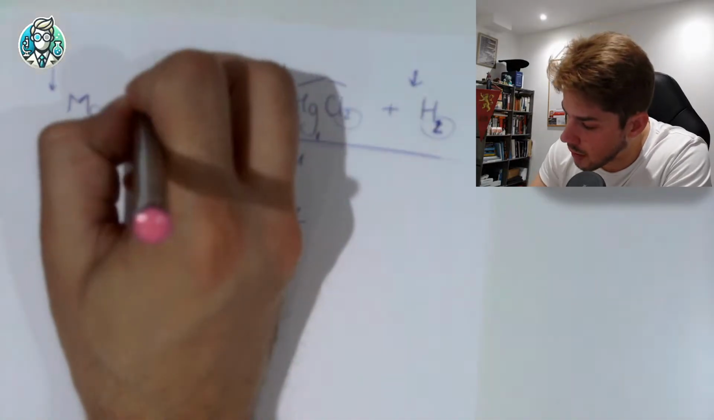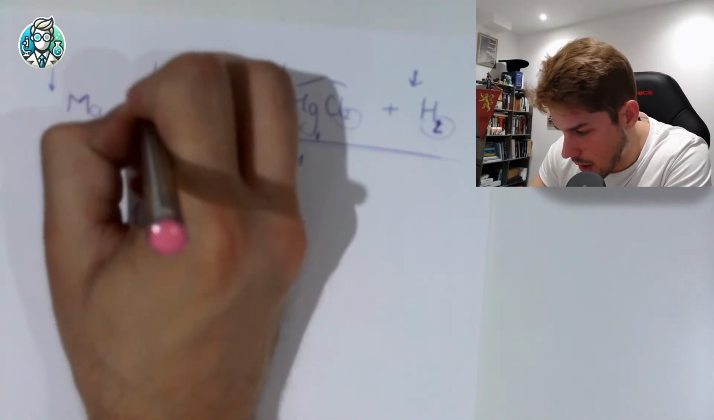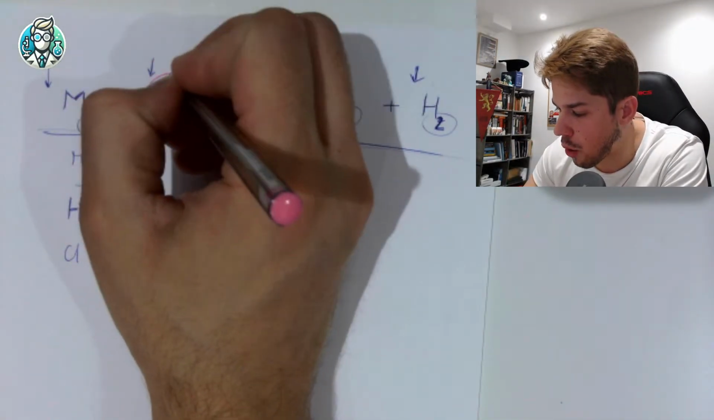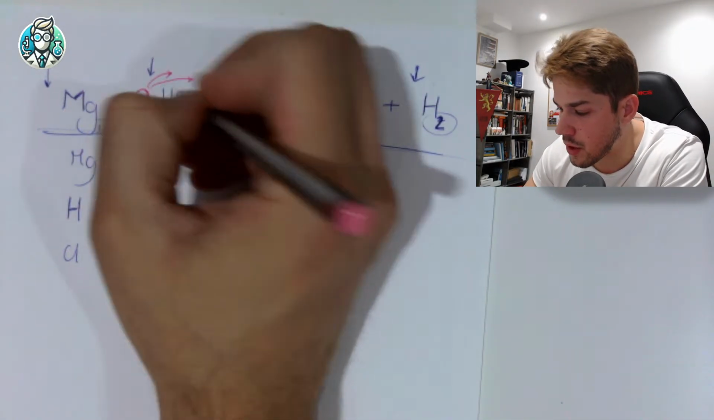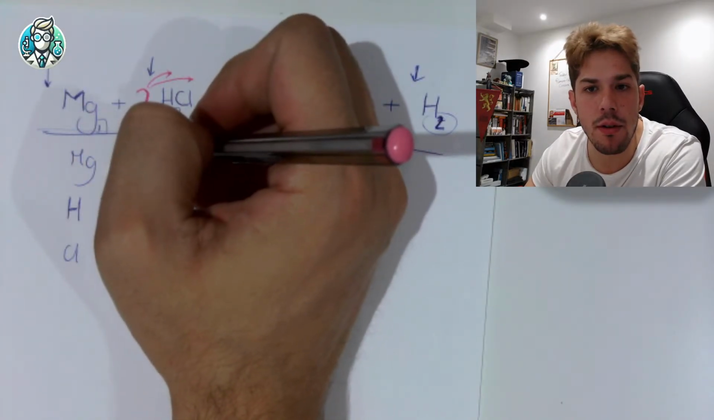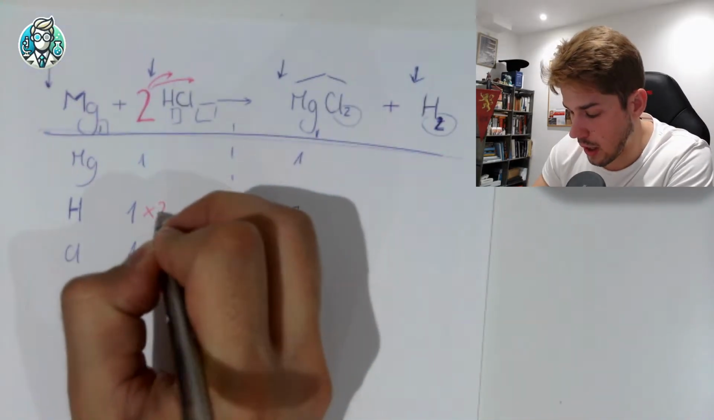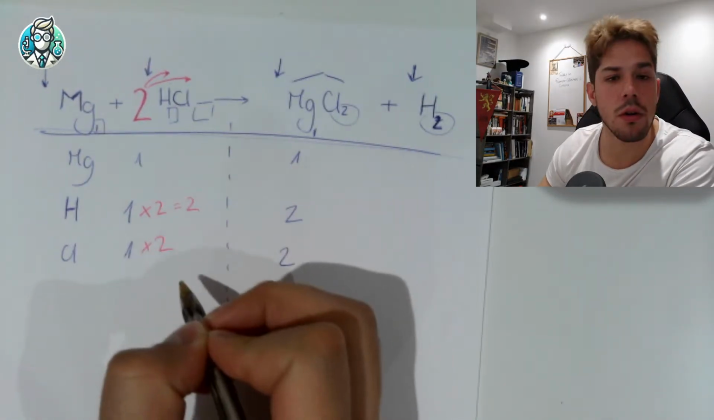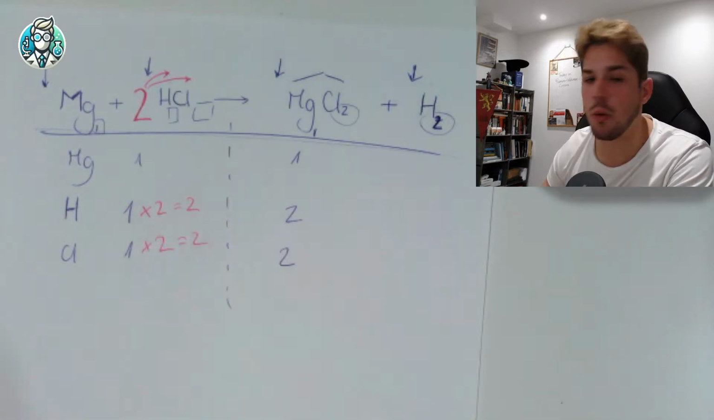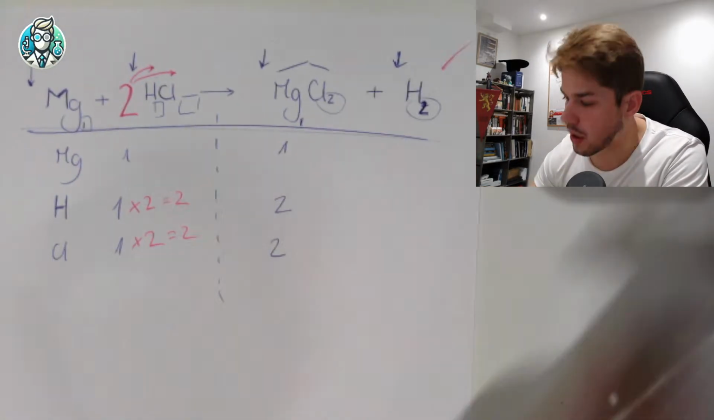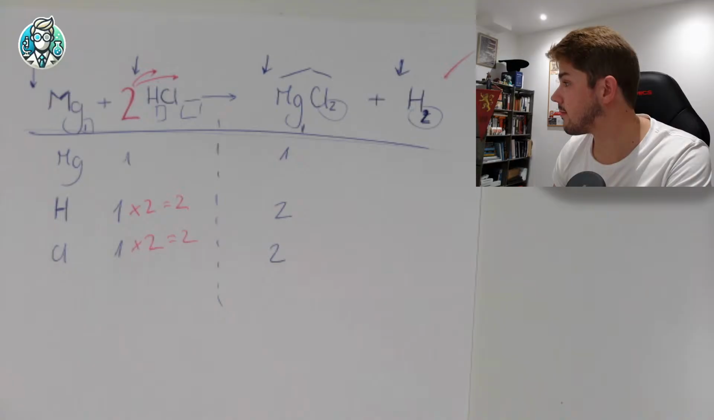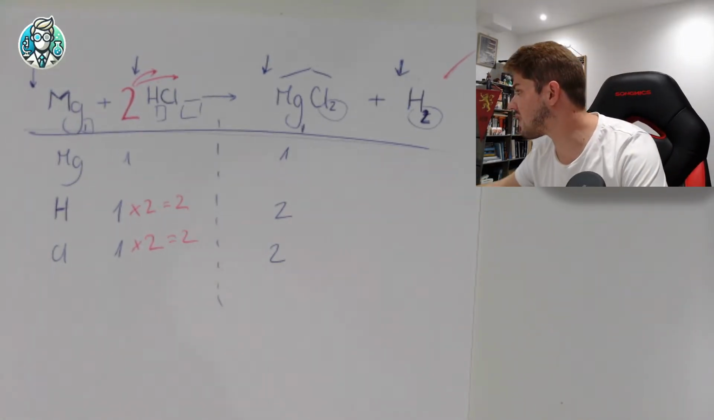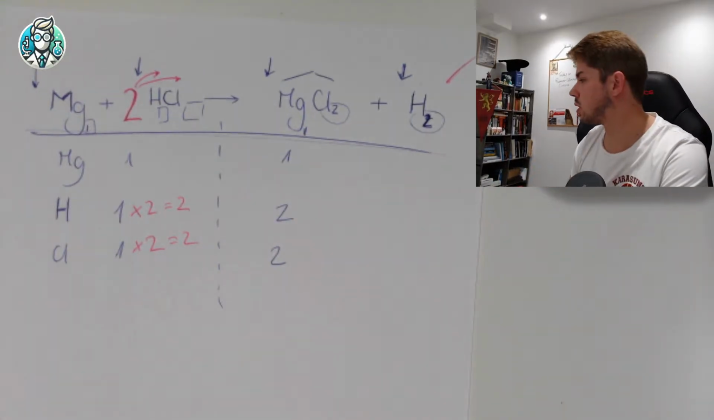If I add a 2 in front of the hydrochloric acid, this 2 affects both the atom of hydrogen and the atom of chlorine, to both. So it's multiplying by 2 in here and here. And how much is 1 times 2? It is 2. And how much is 1 times 2? 2. Equally. Now the equation is balanced. So this one was one of the easy ones.